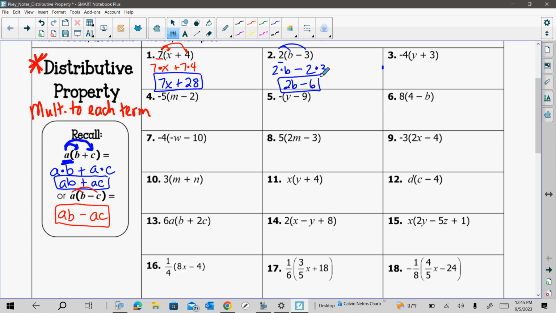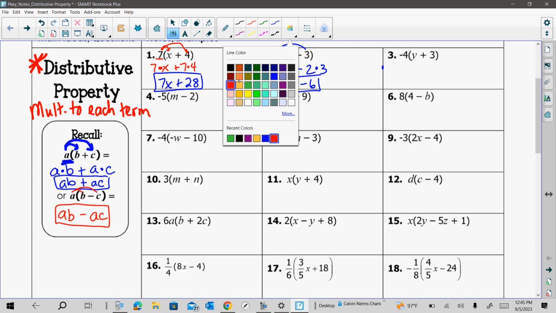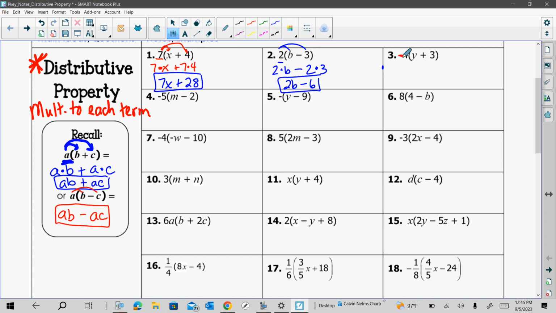Now on 3, don't forget your sign. This is a negative 4 being distributed times the y. Negative 4 times y plus a negative 4 times 3 will be negative 4y. Oh, close. So close. So plus negative 12.